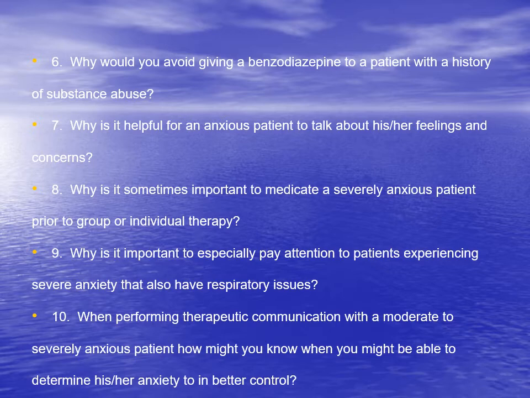Number 8, why is it important to medicate a severely anxious patient prior to group or individual therapy? Number 9, why is it important to especially pay attention to patients experiencing severe anxiety that also have respiratory issues? And then lastly, number 10, when performing therapeutic communication with a moderate to severely anxious patient, how do you know when their anxiety is in better control? How do you know when they're improving?